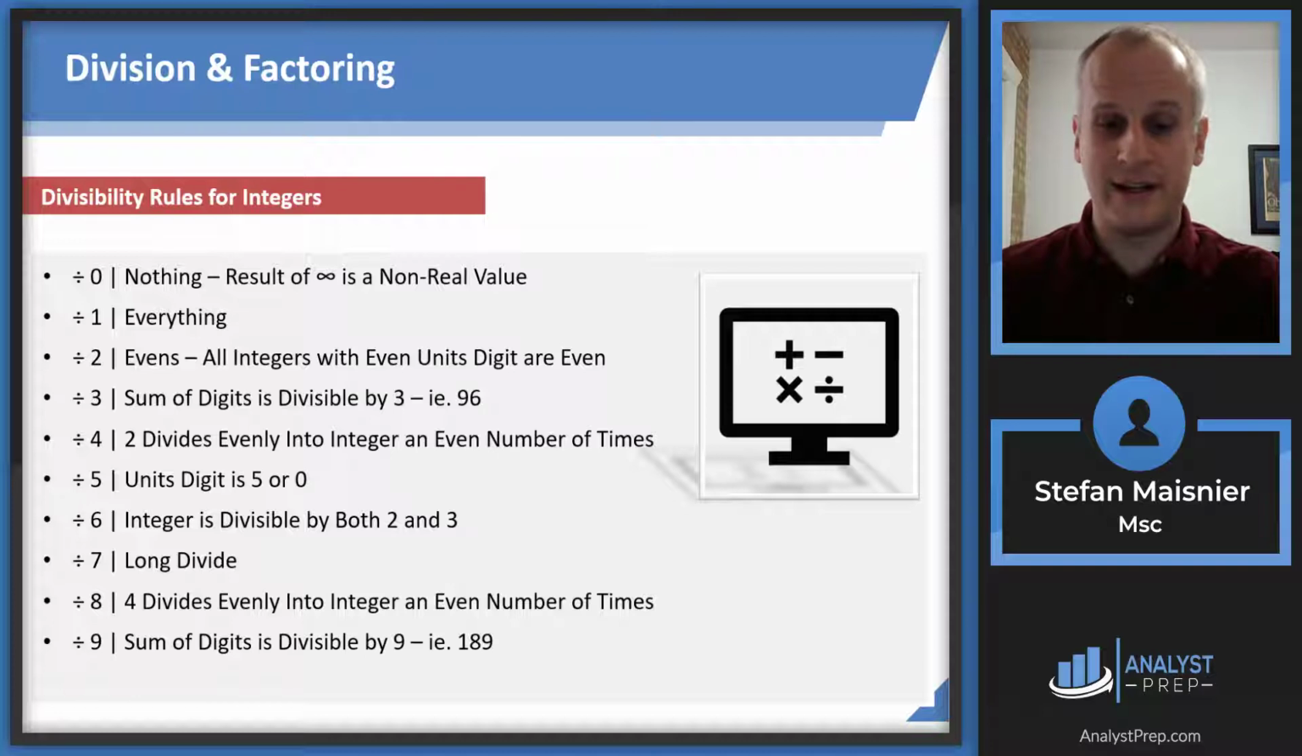For instance, 189, because 1 plus 8 is 9, 9 plus 9 is 18, and 18 is divisible by 9, thereby 189 is divisible by 9. And lastly is 10, and again, you probably know this rule, where the units digit being 0 means that an integer is divisible by 10.